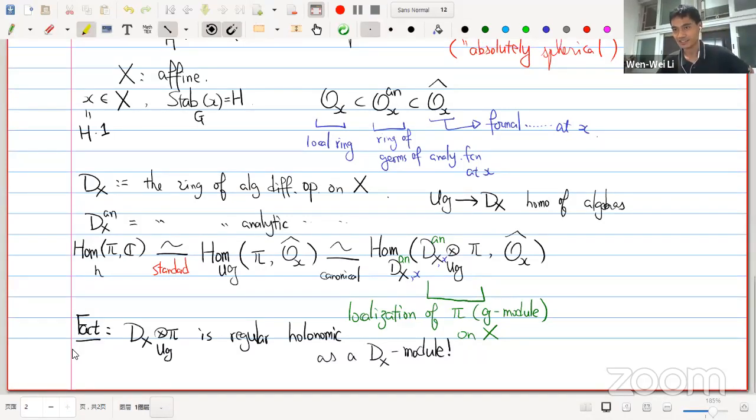Let me highlight this fact. Not good enough. Okay. So you might ask, what does a regular holonomic mean? So I will give a characterization right now. Okay, next page.